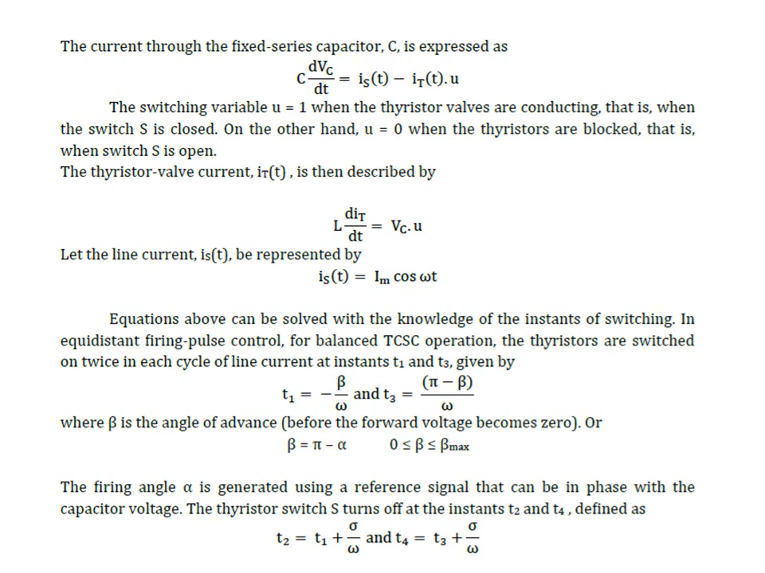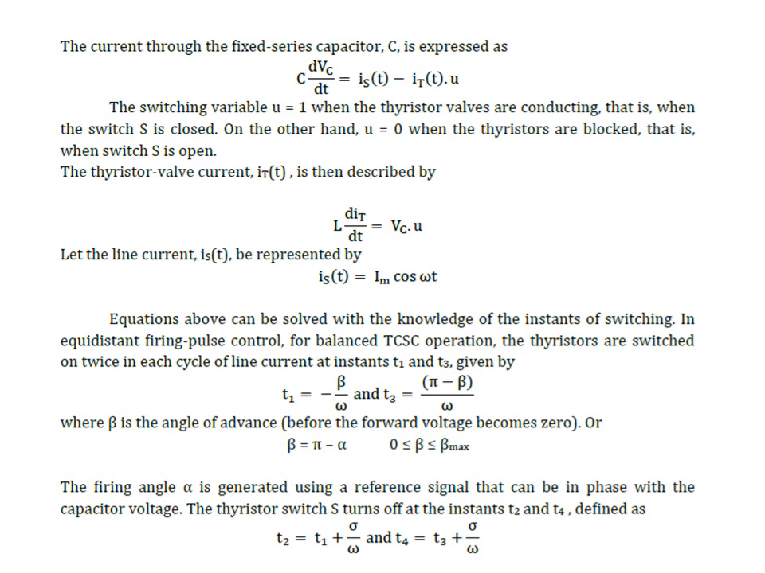Let the line current I_S(t) be represented by, since we have considered this source current as sinusoidal, that means this current will have a sinusoidal equation, that is I_S(t) = Im cos(omega t). The above equation can be solved with knowledge of the instants of switching in equidistant firing pulse control. For balanced TCSC operation, thyristors are switched on twice in a cycle of line current at instants T1 and T3, given by the following. So what does this equation indicate?